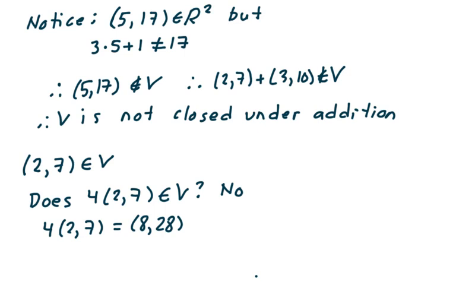Now, we can also check for scalar multiplication. (2, 7) belongs to V as we established above. Does 4 times the vector (2, 7) belong to V? The answer is no. 4 times the vector (2, 7) is equal to the vector (8, 28). Regular scalar multiplication is defined here.